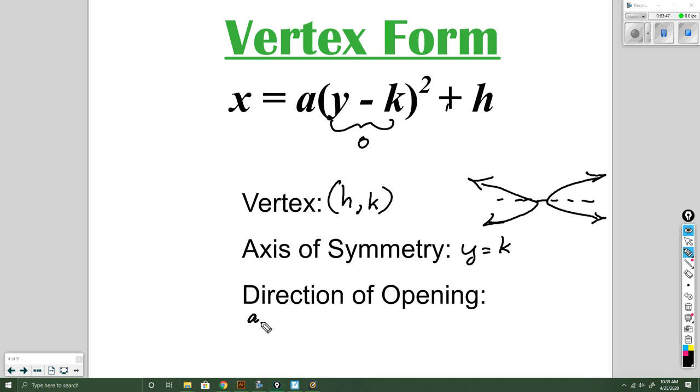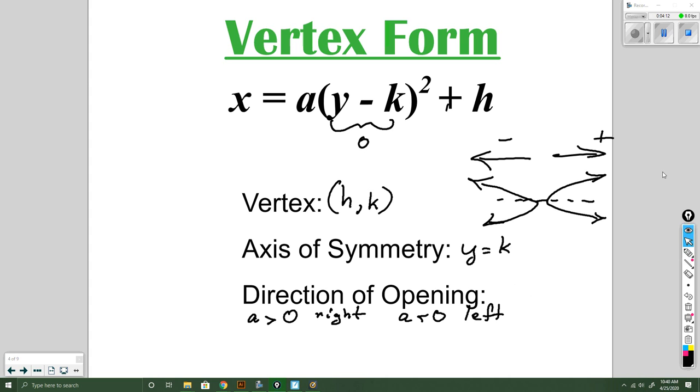Now, if a is positive or greater than 0, that's going to open to the right. All right, and that kind of makes sense because it's opening to the positive side of the graph. All right, if a is negative or less than 0, it's going to open to the left. Also kind of makes sense. It makes sense if you're thinking about this in terms of the x-axis.